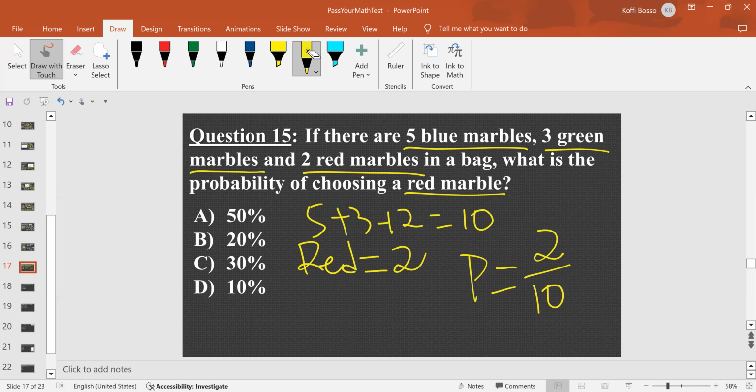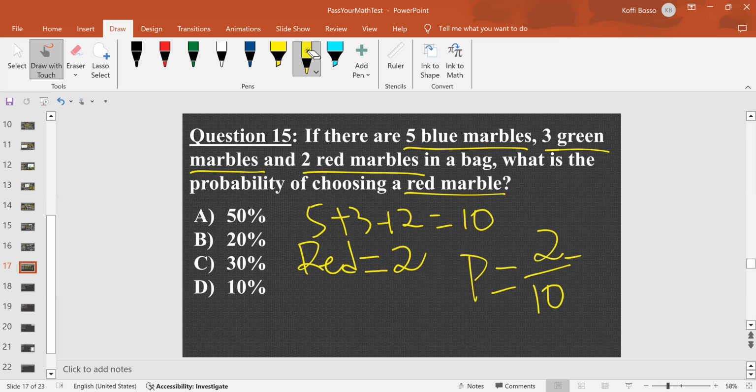But 2 over 10 is not the answer here, because we are seeing 15%, 20%, all this. Okay, so 2 over 10 is the same as 20 over 100. And 20 over 100 means 20%. Therefore, the correct choice is B.